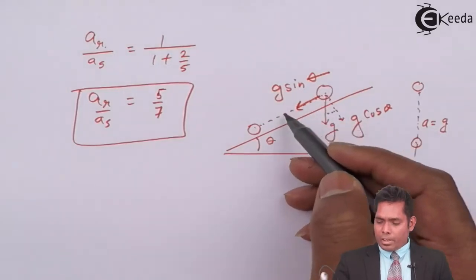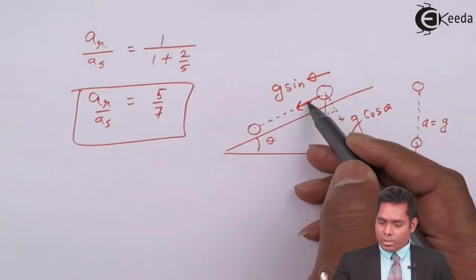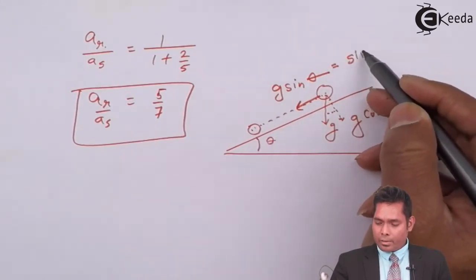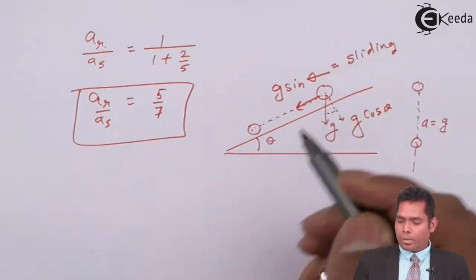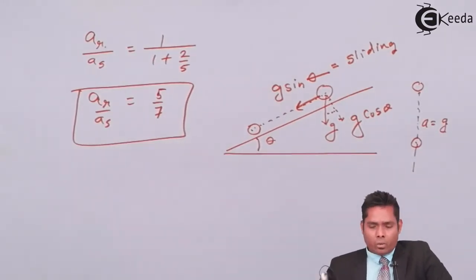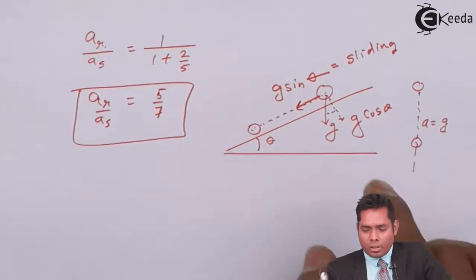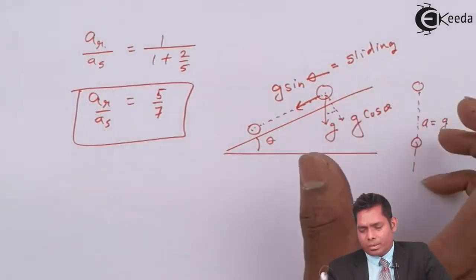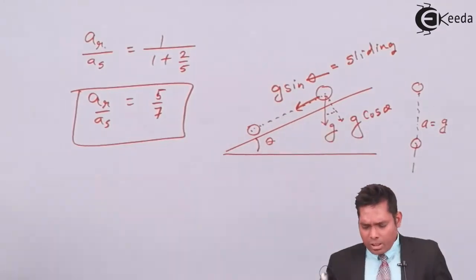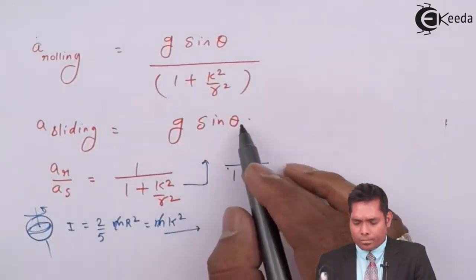This component is g sin theta. Now you can say that this is the acceleration in the direction of displacement, but this is the case only in sliding, because the body will not rotate, it only skids down. So in case of skidding, only this one is there, g sin theta. So in this case we have taken g sin theta.